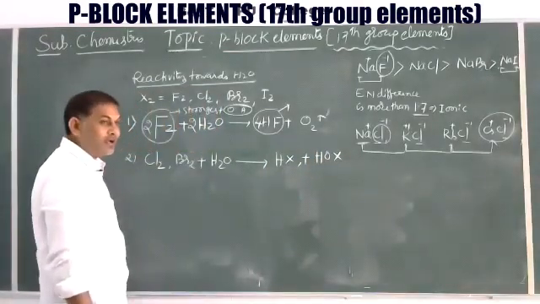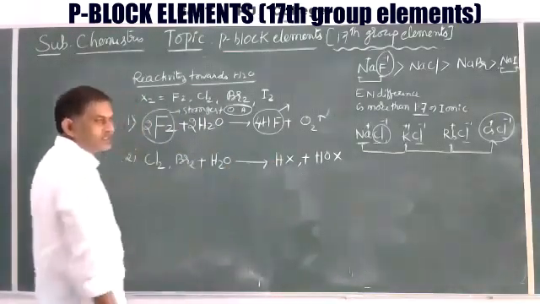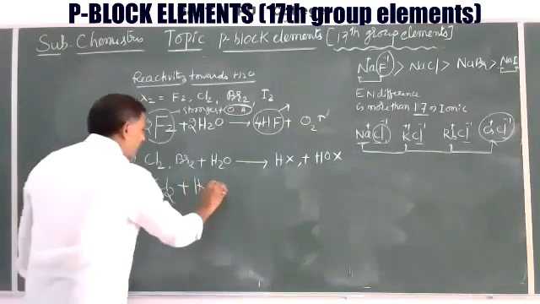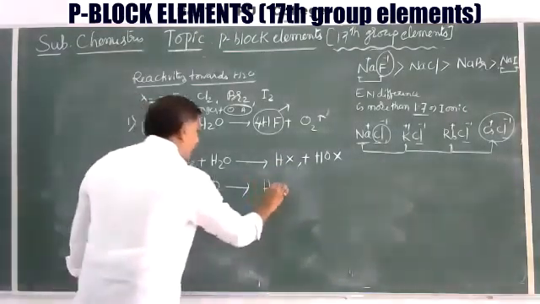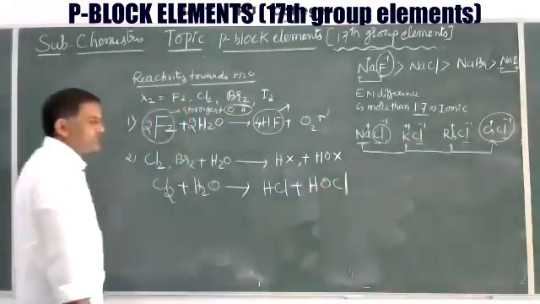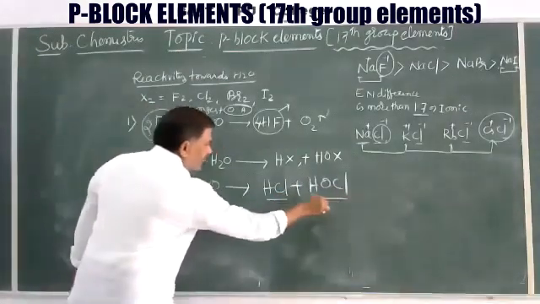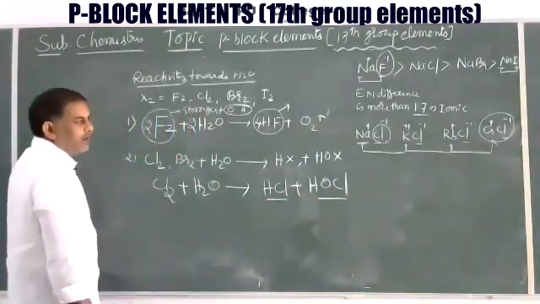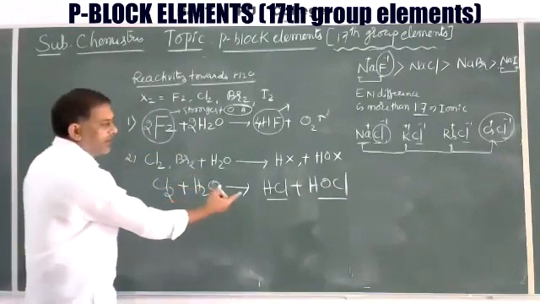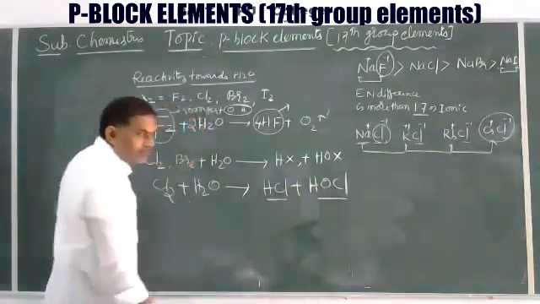Hypohalous acids or oxohalides. Like here, Cl2 reacts with water, and HCl plus HOCl is formed. It also acts as an oxidizing agent. It gives 2 different products, HCl and HOCl: hydrogen chloride and hydrogen oxychloride. This is the hydrogen chloride. This is the hydrogen oxychloride.